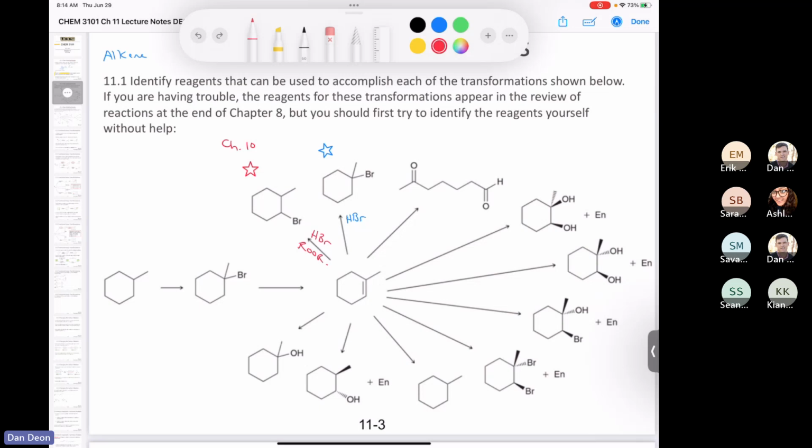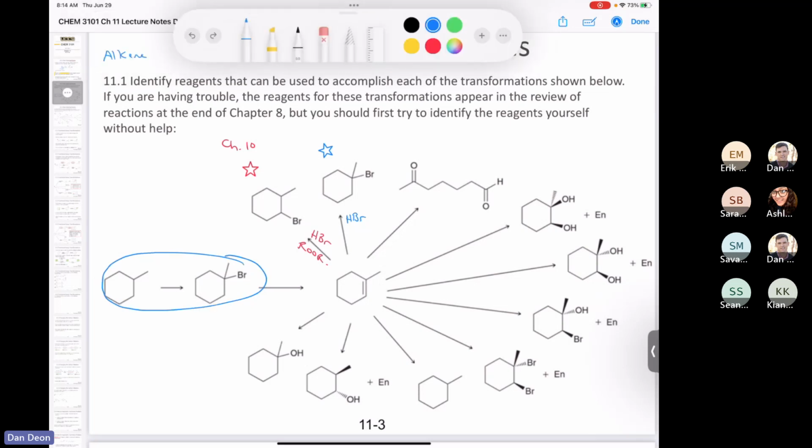Let me ask you another question. What about this reaction here, where I'm taking methyl cyclohexane and I'm converting it into 1-bromo-1-methyl cyclohexane? Could anybody give me the conditions for that? One of them is a reagent we've already seen in the slides today. I'm going to need, so it's not going to be HBr in this case, right?